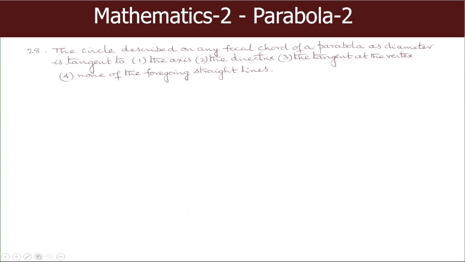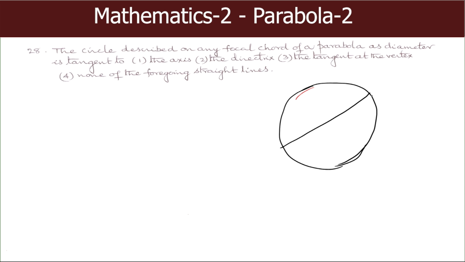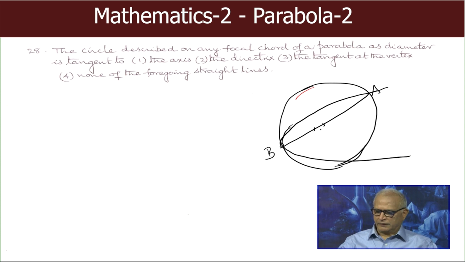Question number 28. The circle described on any focal chord of a parabola as diameter is tangent to. For example, suppose this is the circle described on a focal chord as diameter. AB is the focal chord, something like this. This is the center.